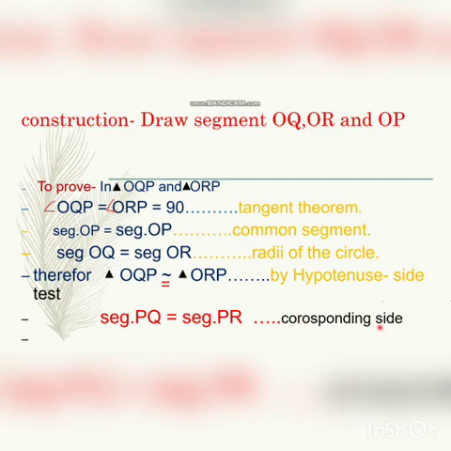Corresponding sides of congruent triangles are always congruent. So I write here segment PQ is equal to segment PR. Segment PQ and segment PR are two tangents of the given circle. So it's proved: tangent PQ is equal to tangent PR.